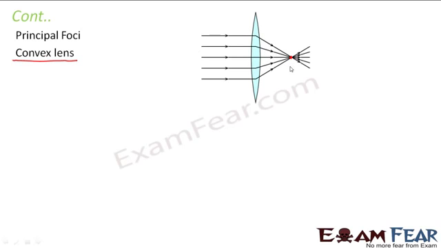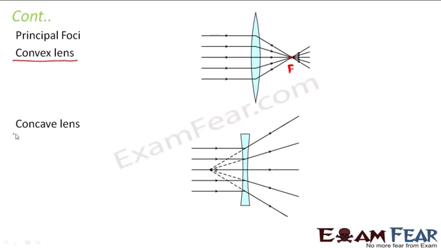Now this point, as per the definition of principal focus, what was the definition of principal focus? It was the point where the rays of light parallel to the principal axis after reflection should converge or appear to converge. So in the case of a convex lens, the rays actually converge at a point, and this point is known as the principal focus of this lens.